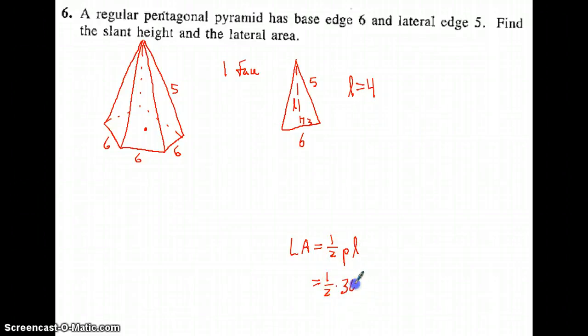Perimeter of the base is 30. It's the pentagon, 6 on each side. And I've got 30 seconds left. And L is 4. So this is like 2 times 30, which is 60.